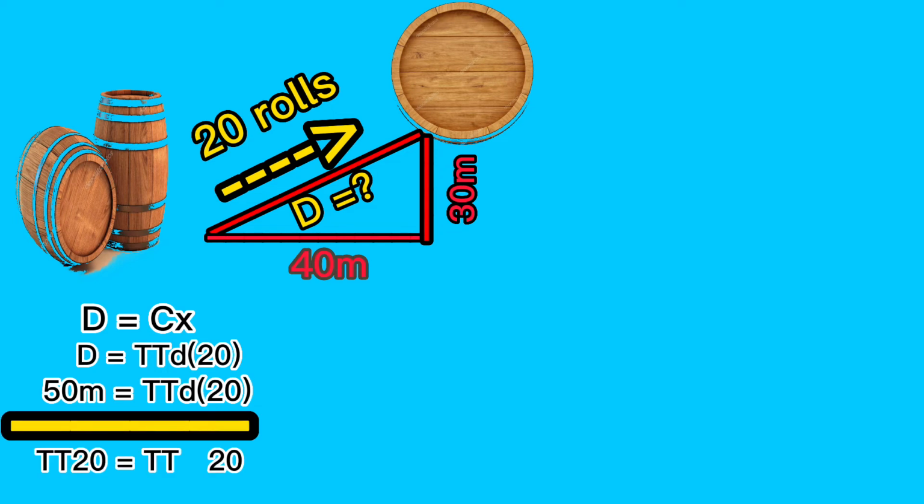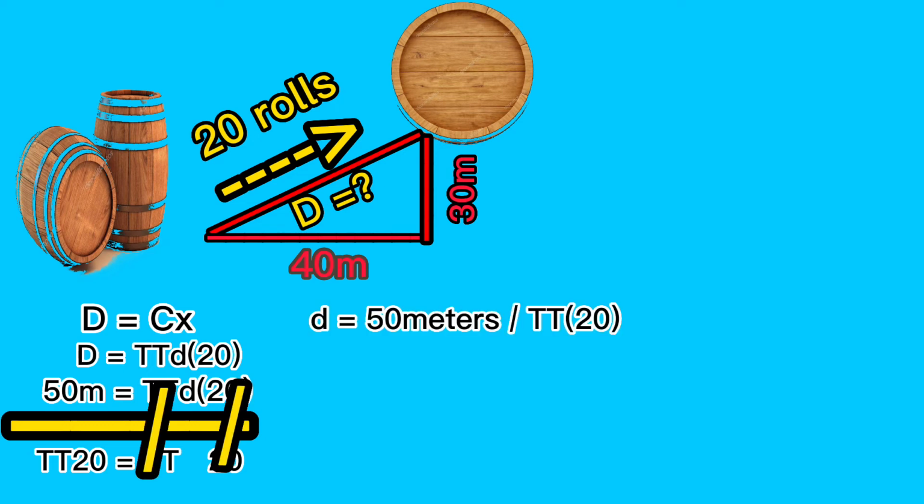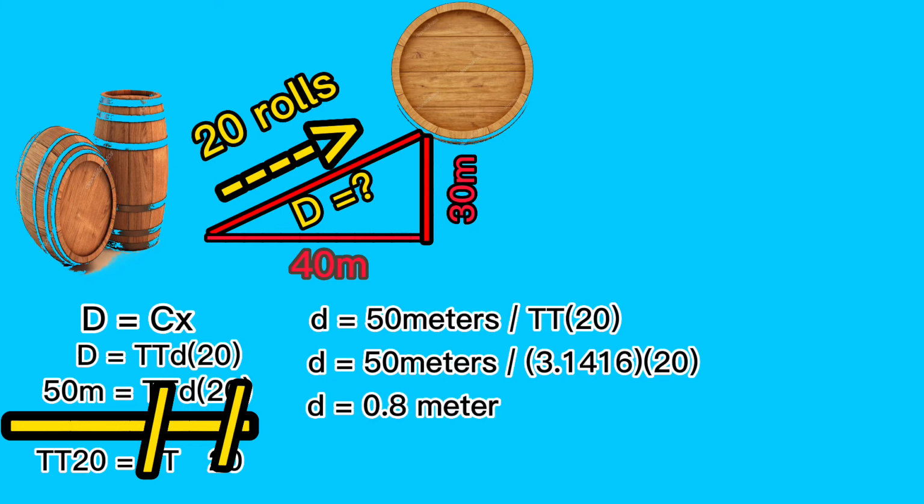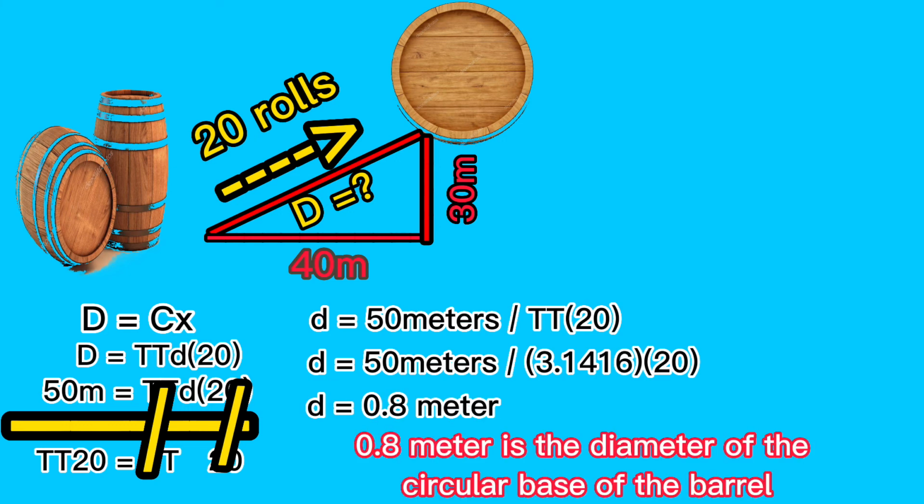Divide both sides by pi and 20. Cancel pi and 20. Diameter d equals 50 meters divided by pi multiplied by 20. D equals 50 meters divided by 3.1416 multiplied by 20. Diameter equals 0.8 meter. 0.8 meter is the diameter of the circular base of the barrel.